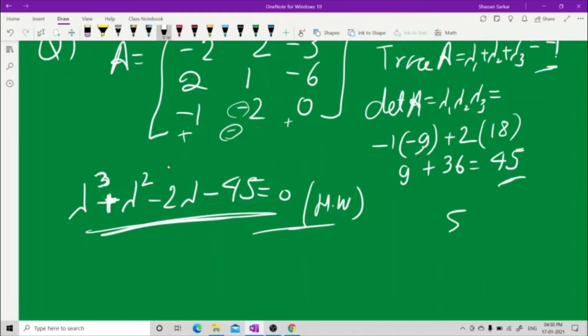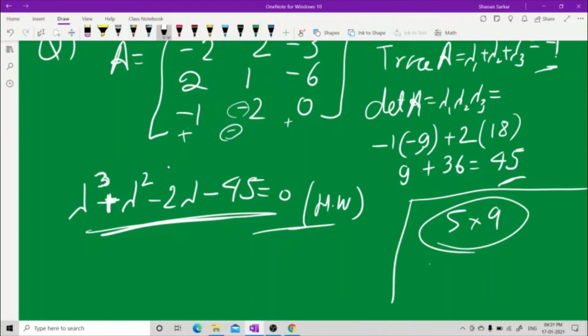See, 5 nines are 45. You know this. Then 5 comma 3 into 3. Now what I do is that I want minus 1, so I put a minus sign. Now minus 6 plus 5, minus 6 plus 5 will give me minus 1, which I need here.